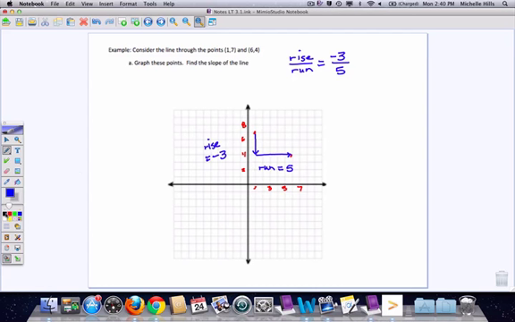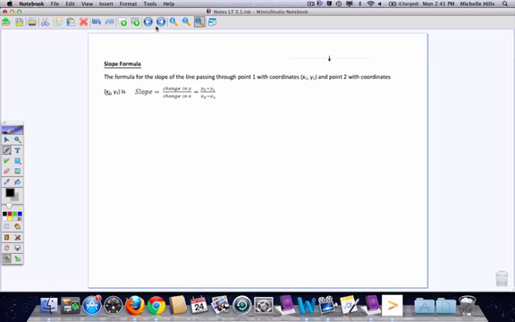Now I said it didn't matter which of those points you started with, and it doesn't. If I started here with the point on the right, my rise would be going in the positive direction, so my rise would have been positive 3, and then I turn the corner for my run. My run, however, would have been in the negative direction because I'm moving towards the negatives, and it would have been negative 5. Well, positive 3 over negative 5 has the same value as negative 3 over positive 5. So it doesn't matter which one is your first point, which some people worry about.